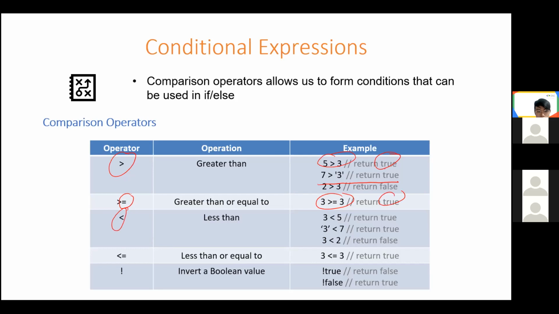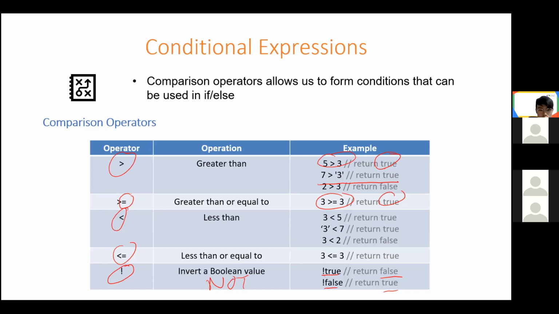The same thing applies for less than and less than or equal to. Then we have something called a not. Some people call it a not operator. You can think of it as inverting a Boolean value. If you invert a true, you'll get back false. If you invert a false, you get back true. These are helpful when you want to find out the other side of the coin.